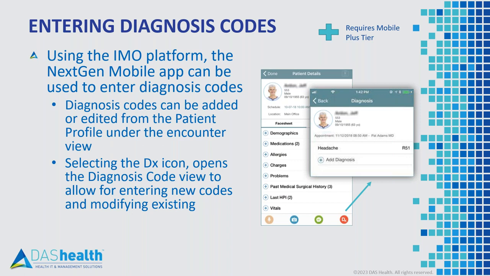So the user would start by clicking that DX icon at the bottom of the patient profile, and then from there, they can view, edit, and add diagnosis codes associated with patient encounters.